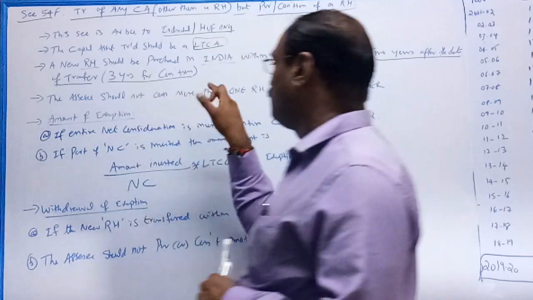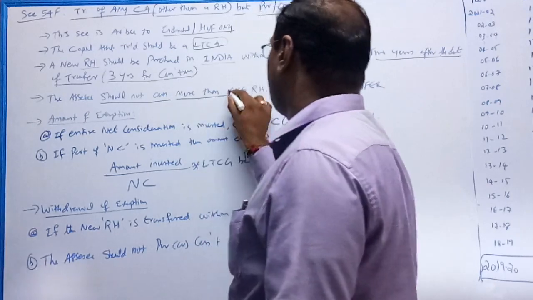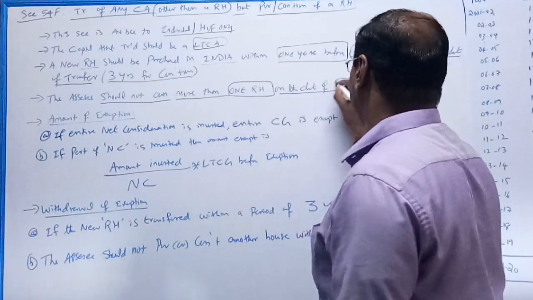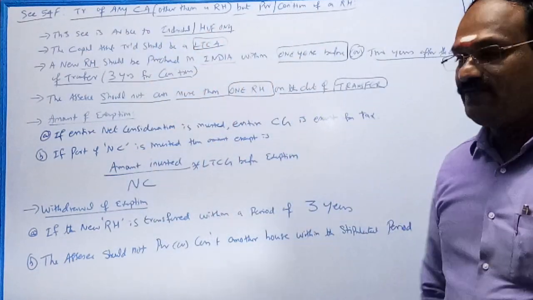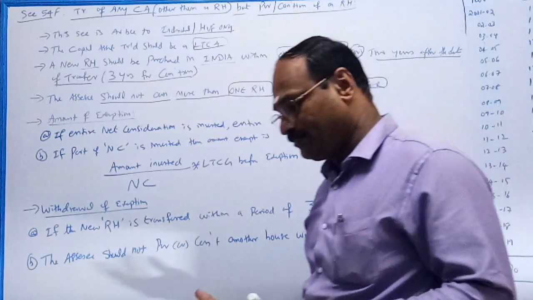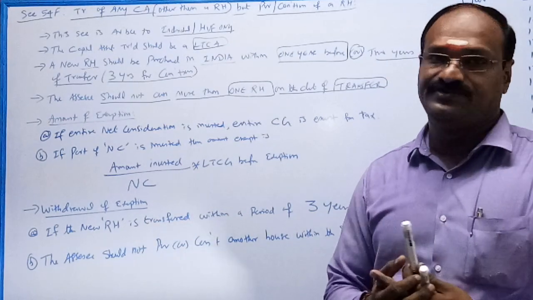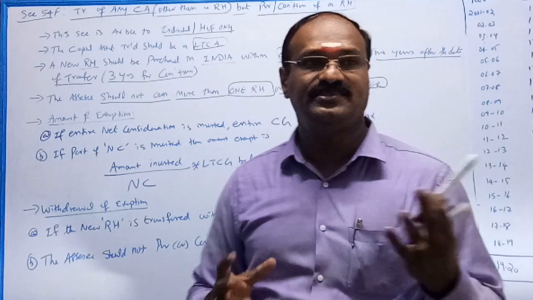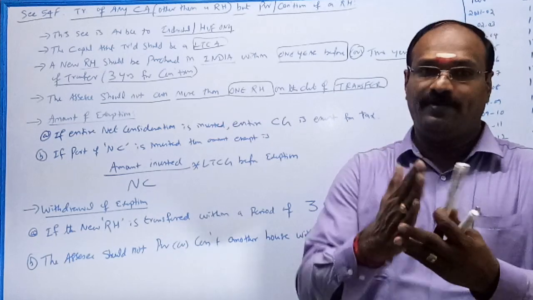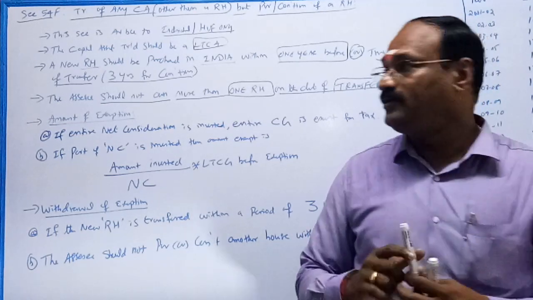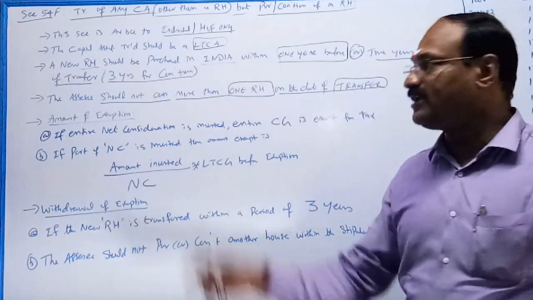Very important: the assessee should not own more than one residential house on the date of transfer. See, this is transfer of any capital asset other than a residential house. For example, you transfer your gold, and your capital gain is, say, 60 lakhs. You are planning to invest in one residential house costing, say, 50 lakhs. At the time of transferring the gold, you have only one residential house. Suppose you have two residential houses, sorry to say, you cannot claim section 54F.